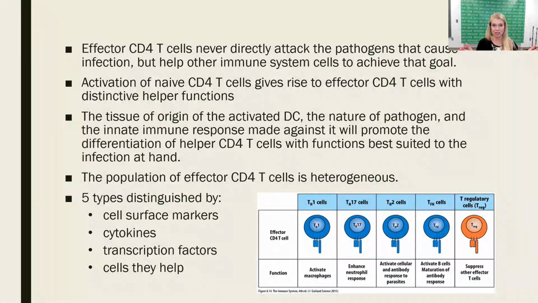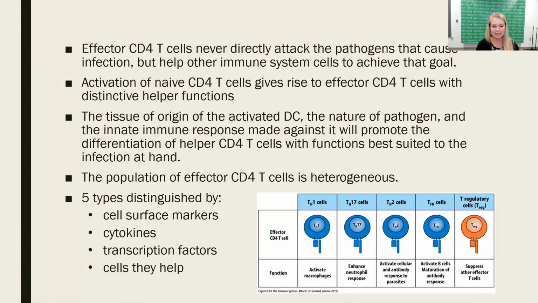But they're very different. They have different cytokines that drive them. They have different cytokines that they produce. They interact with different cells. They have different functions, and they have different cell markers. So a lot of heterogeneity across these different T helper cells.